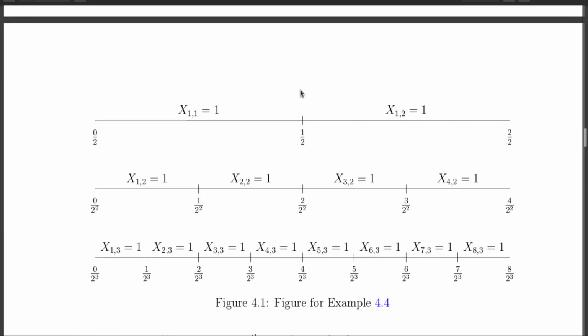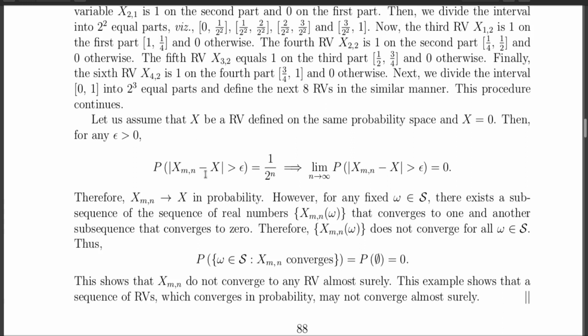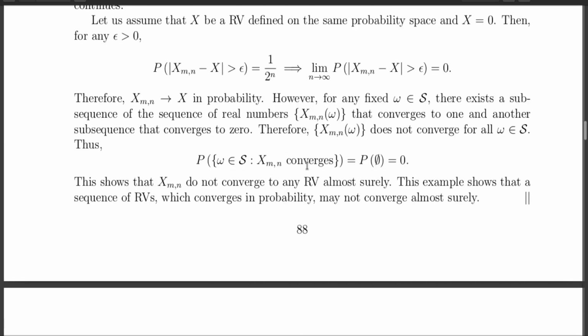That's what we have written here also: this thing is only true on an interval of length 1 by 2 to the power n, and as we are talking about the uniform probability, the probability is 1 by 2 to the power n. Thus this probability converges to 0, and that means the sequence X_mn converges to X in probability.